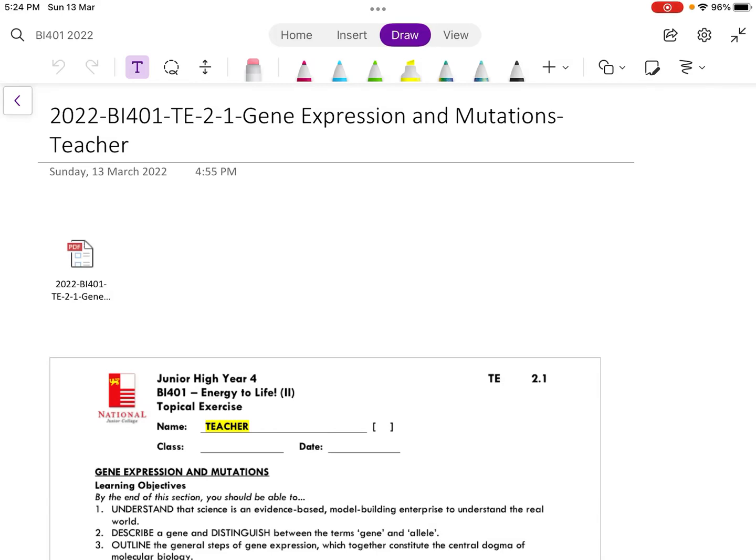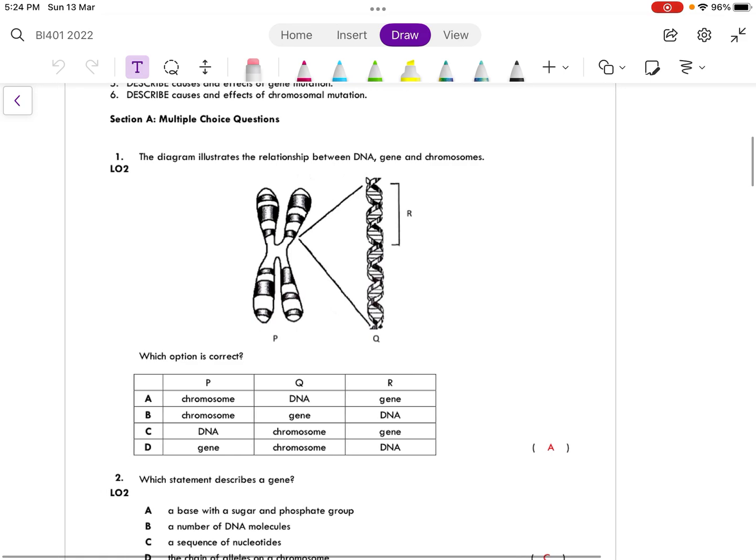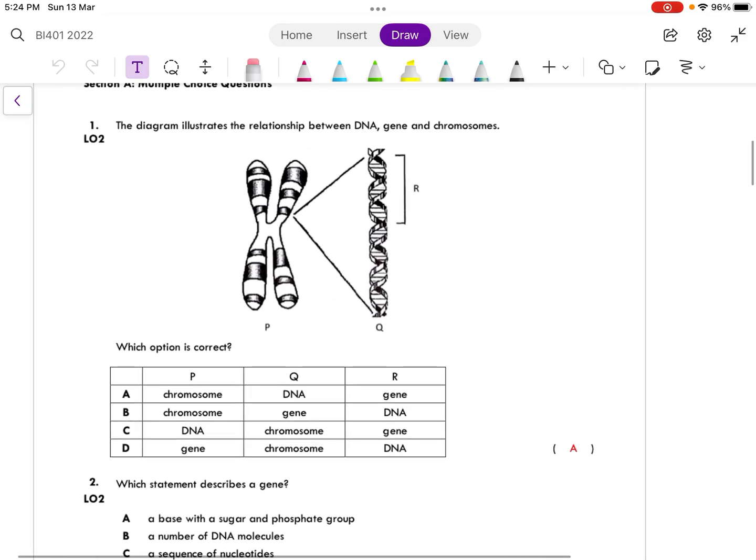Hi everyone, in this video I will be going through the TE for gene expression and mutations. Let's begin with question 1. Question 1 asks you which option is correct, and they give you an image labeled P, Q, and R. Alright, so how do we do this question?